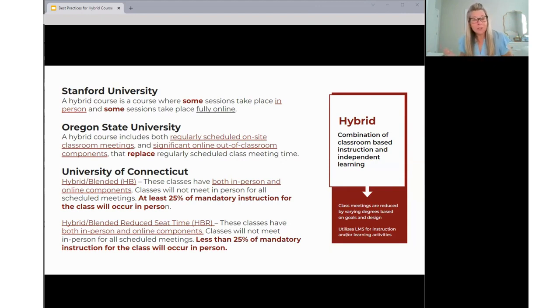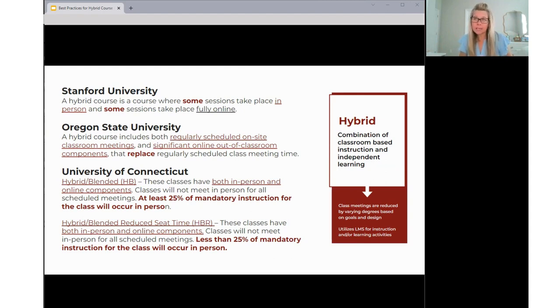Now, I don't work for Stanford University, so I don't know what fully online means. I don't know if that's a synchronous Zoom meeting. I don't know if students are just working on their own independently. I'm not sure what they mean by that. So they probably have a lot of variety in how a hybrid course looks at their university.